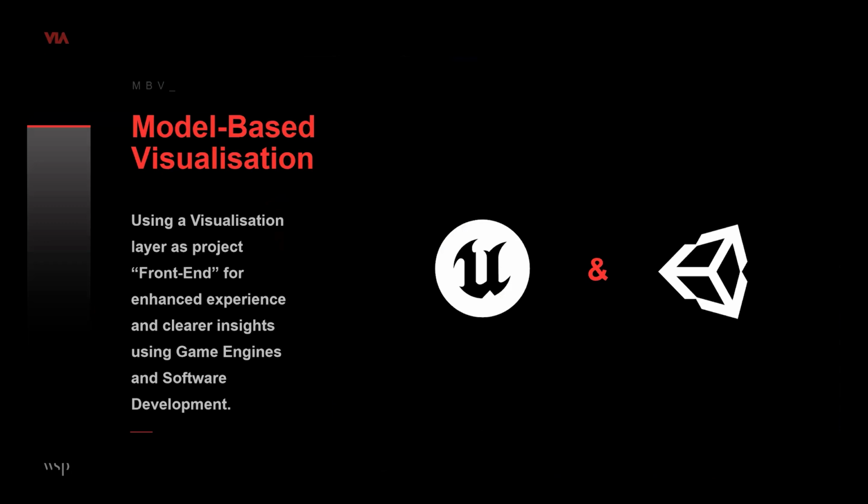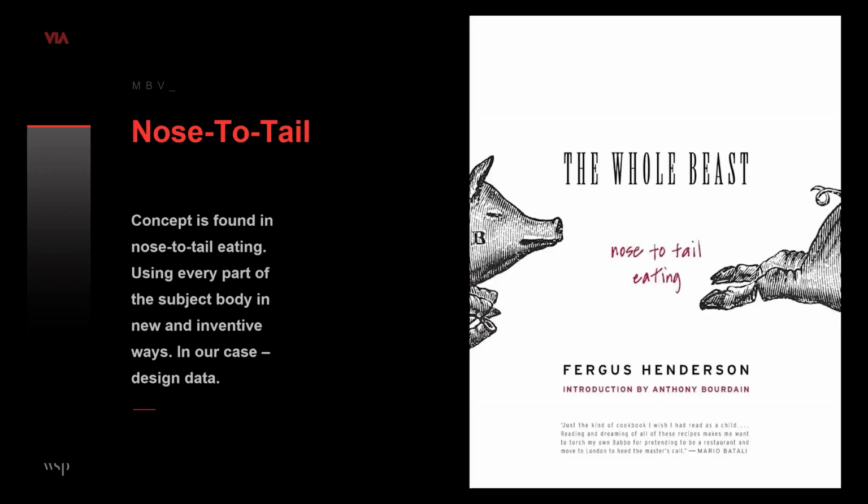The technology that has allowed us to move into this is Unreal Engine and Unity. We go between the two, depending on what the use cases are. Our approach to data is lent from a culinary concept called nose-to-tail, where you use every part of, say, the project data body to explain different things, because visualization isn't just images. We believe in a more functional use of visualization to create value for our clients.